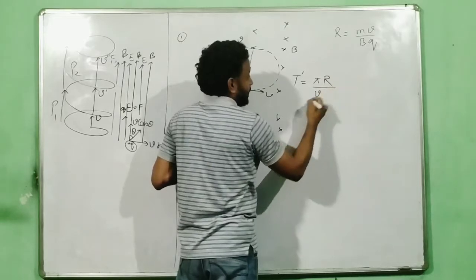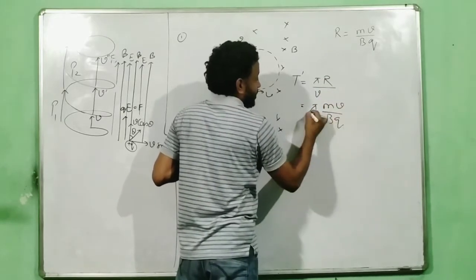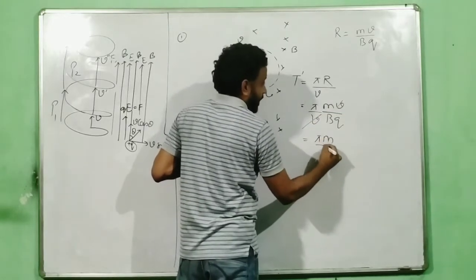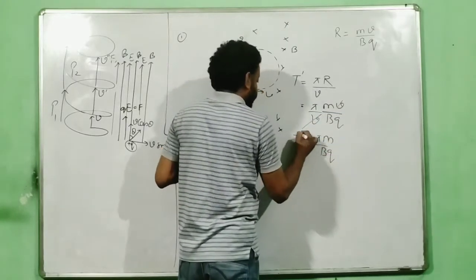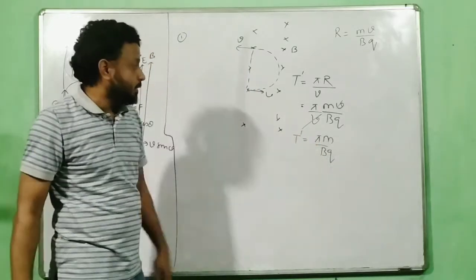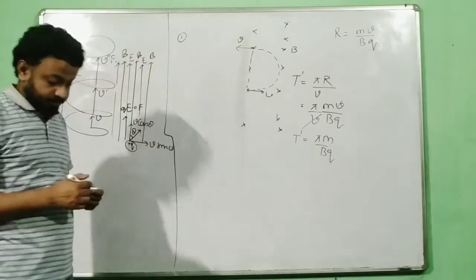Velocity is v, and r is equal to mv divided by qB, divided by v. So v gets cancelled out. It is half of the time period. If you remember, the full time period was 2 pi m by qB, and we are getting half of the time period. This is question number 1.